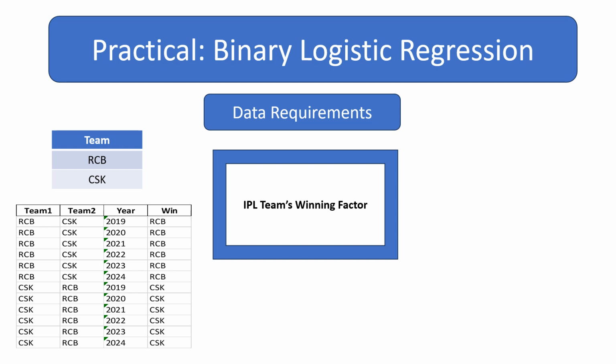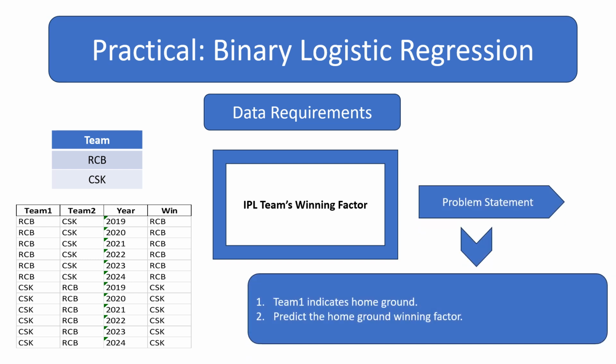So on. Problem statement. 1. Team 1 indicates home ground. 2. Predict the home ground winning factor. Hope you understand the data.